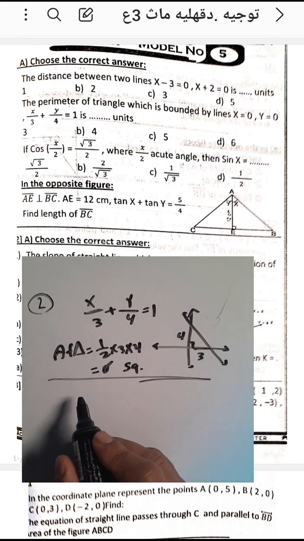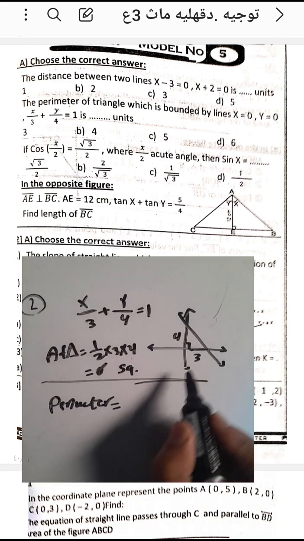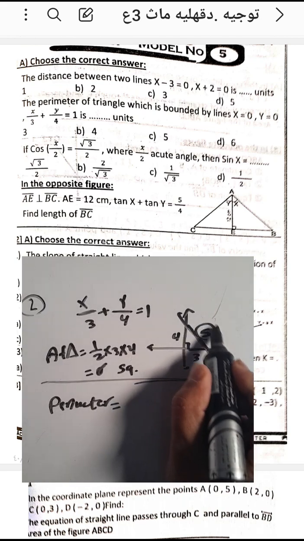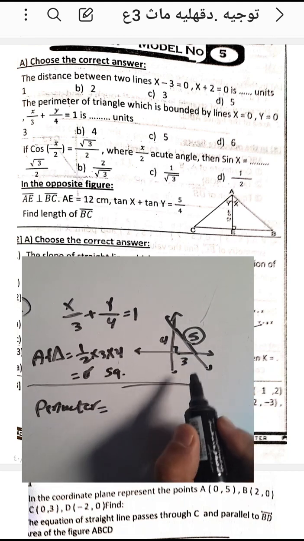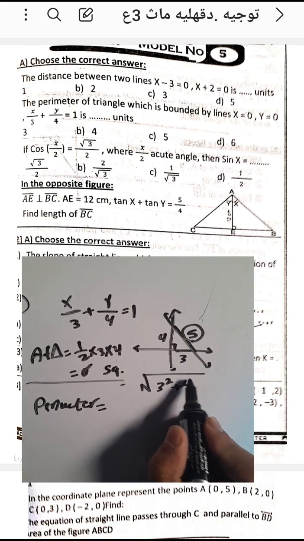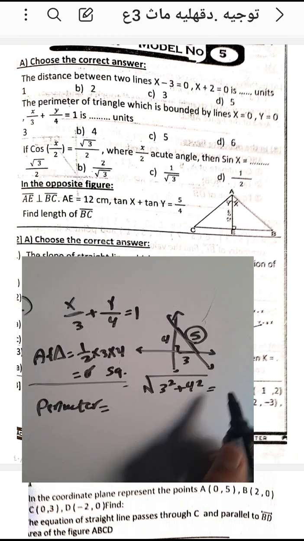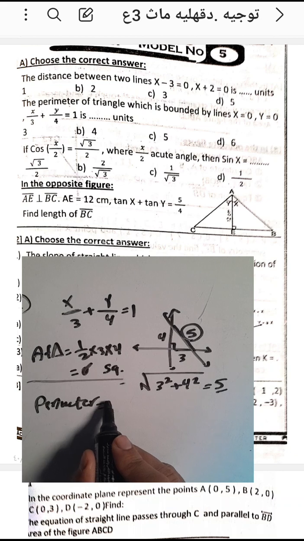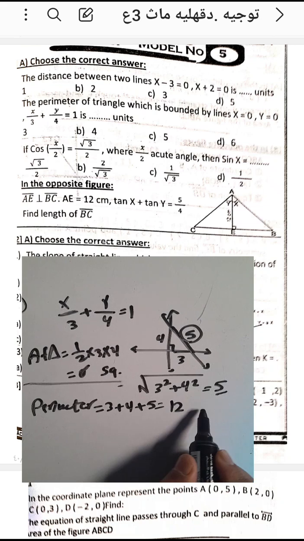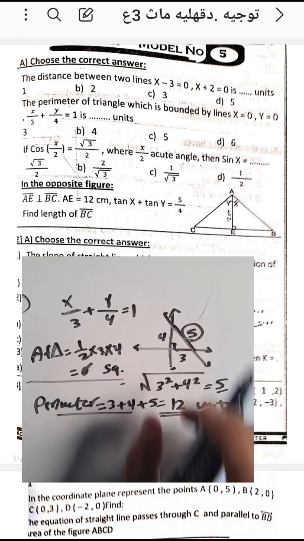That's the area, but you want to find the perimeter. To find the perimeter, you must add the 3 sides, 3 plus 4 plus this side. This side will be 5 units from Pythagoras: the square root of 3 squared plus 4 squared, which is the square root of 25, so 5 length units. The perimeter is 3 plus 4 plus 5, 3 plus 4 is 7, 7 plus 5 equals 12 units.